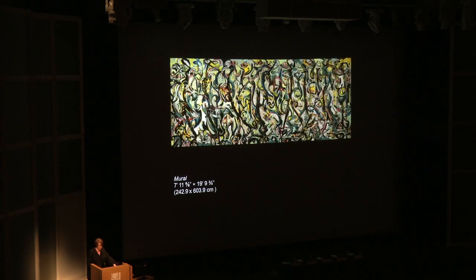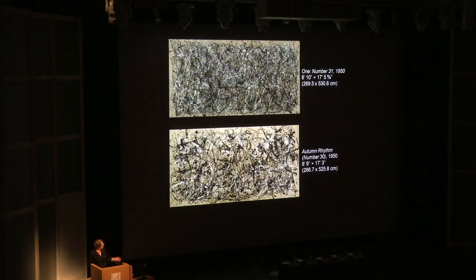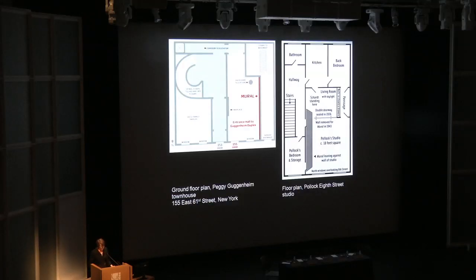Mural was the largest painting Pollock would ever produce, and precociously so. And I just want to show two other paintings. It wasn't until 1950 that he would again make paintings that would approach it in sheer size. And to not minimize their size, I put them on two separate slides.